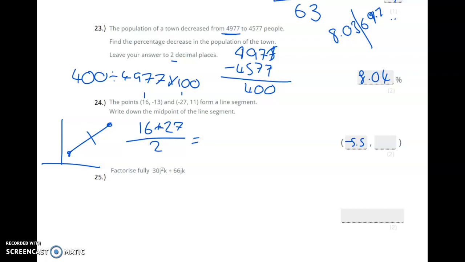Then I'll do the same with my two y values. My y values start at minus 13, and then plus 11, then divide by 2. So minus 13 plus 11 gets us minus 2, divide that by 2, you just get minus 1. So that would be the midpoint of that line, working out the midpoint of your x values and your midpoint of your y values.